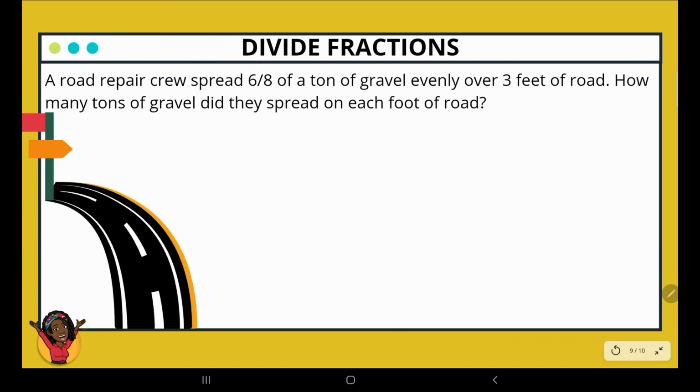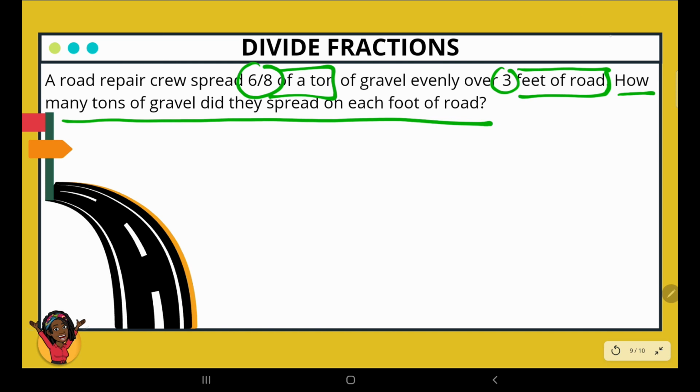A road crew spread 6/8 of a ton of gravel evenly over 3 feet of road. How many tons of gravel did they spread on each foot of road? So the total amount that they're spreading is 6/8 of a ton, and it's over 3 feet of road, and we want to know how many tons would be on each foot. So 6/8 is going to be divided by 3, and we can write that as 3/1.